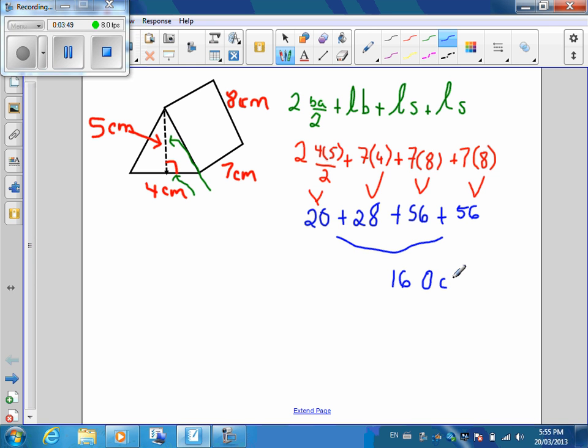The solid is measured in centimeters, so the surface area is centimeters squared. And that's how you find the surface area of that type of triangular prism when the altitude is in the middle of the triangle and the slopes are the same size. You use LS plus LS for the walls.